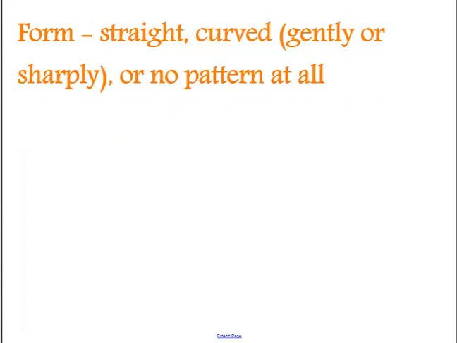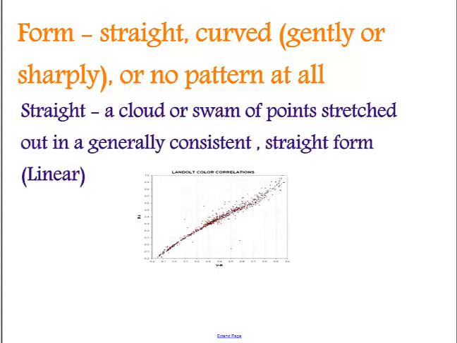Okay, now let's look at form. The form of one could be straight, curved gently or sharply, or no pattern at all. So first let's look at one that is straight. Straight would be a cloud or a swarm of points stretched out in a generally consistent straight form, and this would be linear. So you could see that these dots are going continuously in this direction, mostly around that line. So that would be a linear or straight form.